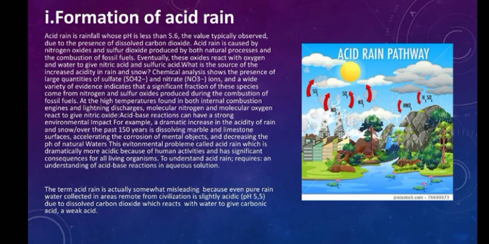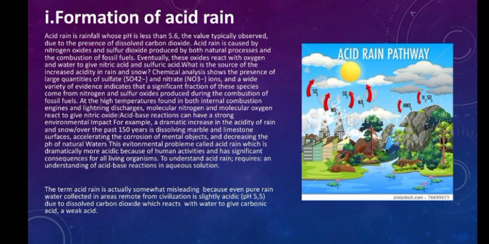Formation of acid rain. Acid rain is rainfall whose potential hydrogen, or pH, is less than 5.6, the value typically observed due to the presence of dissolved carbon dioxide. Acid rain is caused by nitrogen oxides and sulfur dioxide produced by both natural processes and the combustion of fossil fuels. Eventually, these oxides react with oxygen and water to give nitric acid and sulfuric acid.